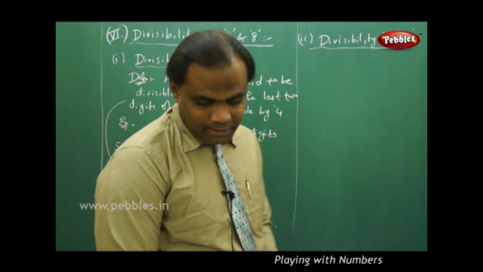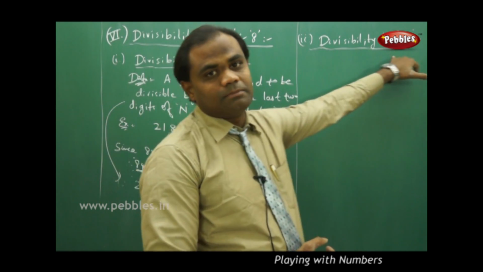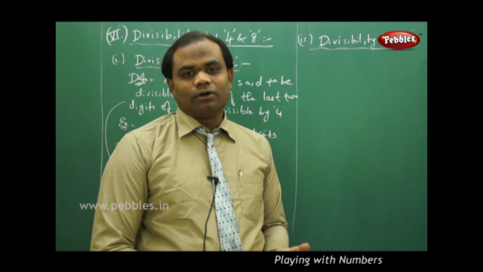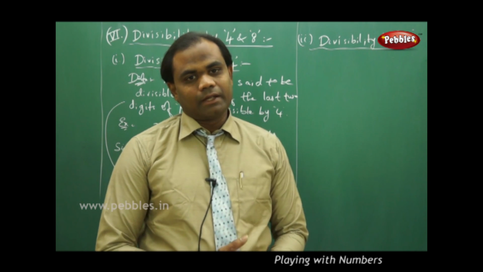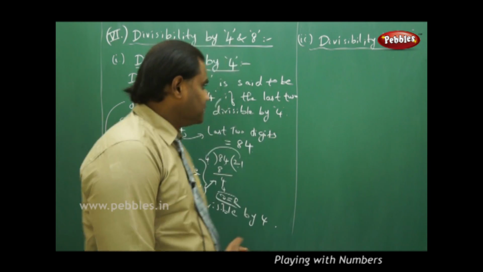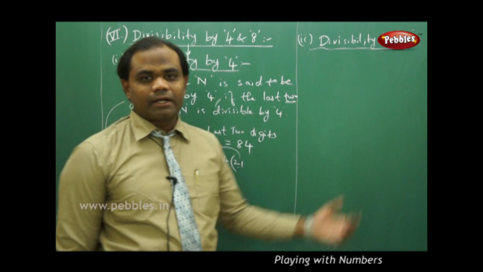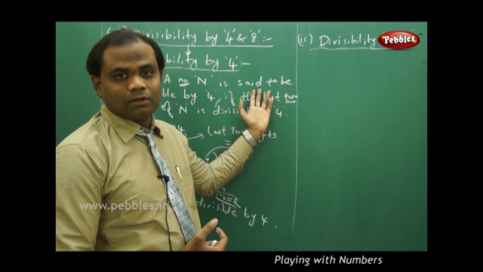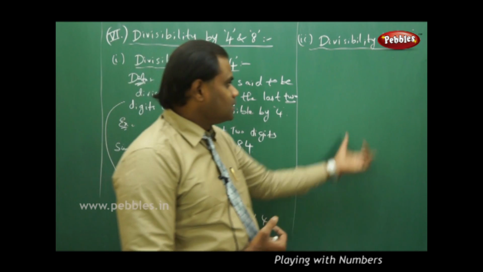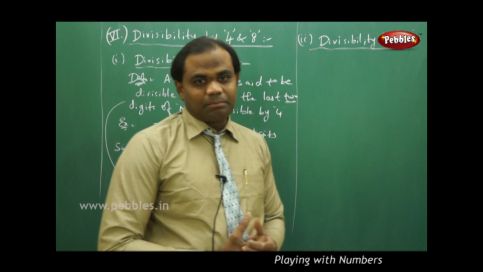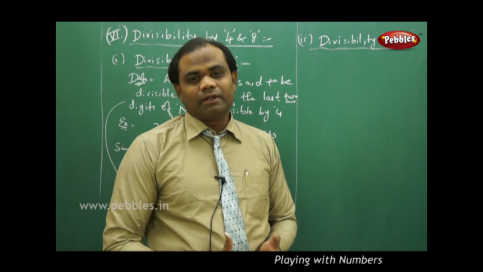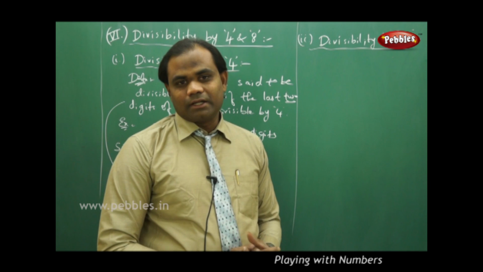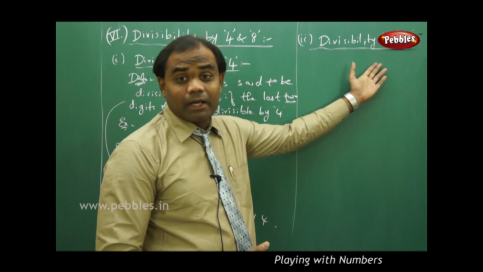So let's take the next case, where I can see divisibility by 8. Now as we have the condition for divisibility by 4, there's a similar rule for divisibility by 8. The only difference is that there I pick the last two digits, and here I pick the last three digits. So if the last three digits of the given number are divisible by 8, then the whole number is said to be divisible by 8. And that is how we understand the divisibility by 8 rule.